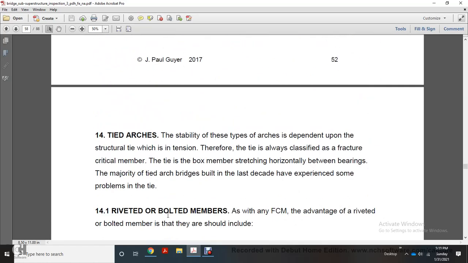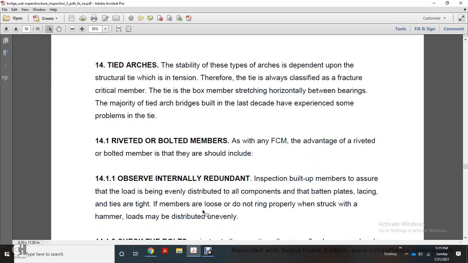Tied arches. The stability of this type of arch depends upon the structural tie in tension. The tie is always classified as a fracture critical member, with the box member attaching horizontally between the bearings. The majority of tied arch bridges are built in steel and have experienced some problems with the tie. Riveted bolted members may be fracture critical members. An advantage of a riveted bolted member is that it should include internal redundancy.